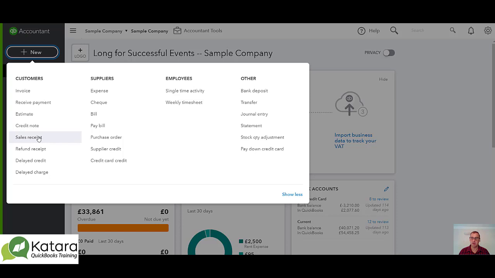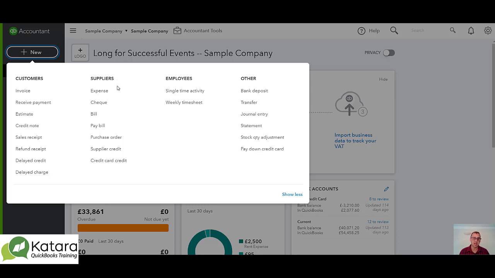Sales receipt is more of an immediate payment. So if you're in a retail environment, you might find sales receipts useful, and a refund of a sales receipt would be a refund receipt here. We've also got possibilities of delayed charges, delayed credits, which don't immediately post transactions into QuickBooks, but again do have their uses. So all of the different transaction types are here, and it's important for you to understand which are the appropriate transaction forms for your business and for what you're looking to do with the automation side of QuickBooks.